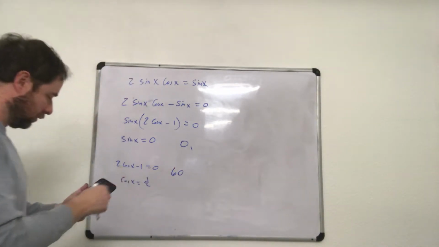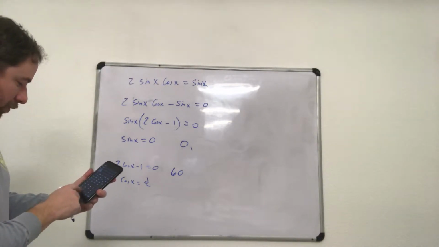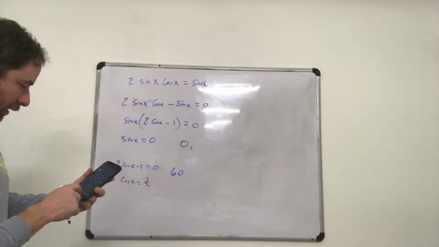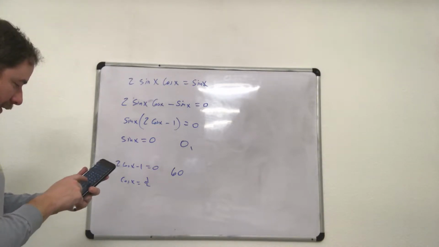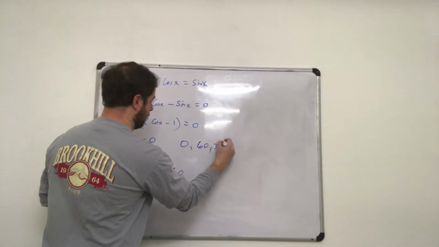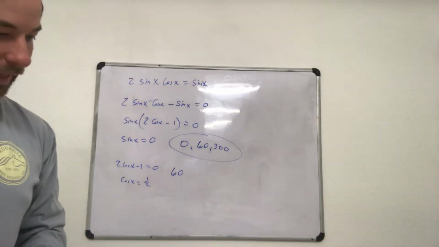Remember, there's always 2. So you can go cosine, we can go 120, that's negative. Cosine 240, that one also is negative. So cosine 300, that is positive. So 0, 60, and 300 are our three answers for this last one.